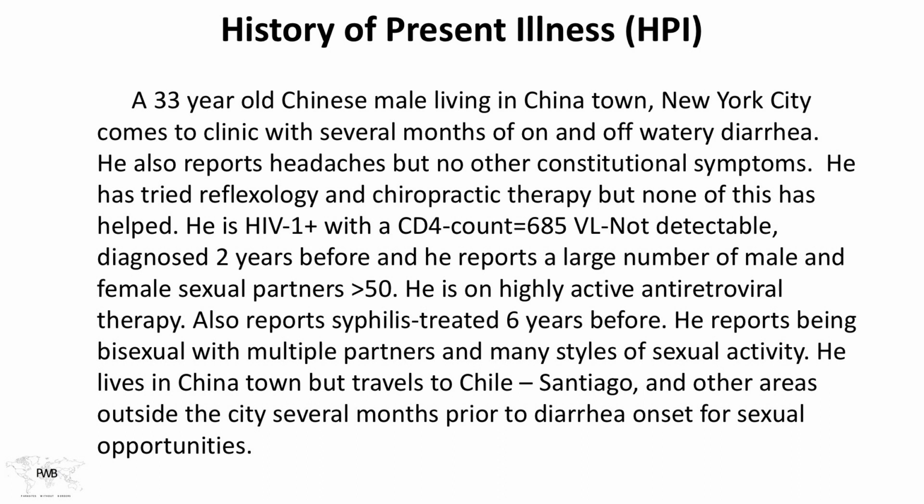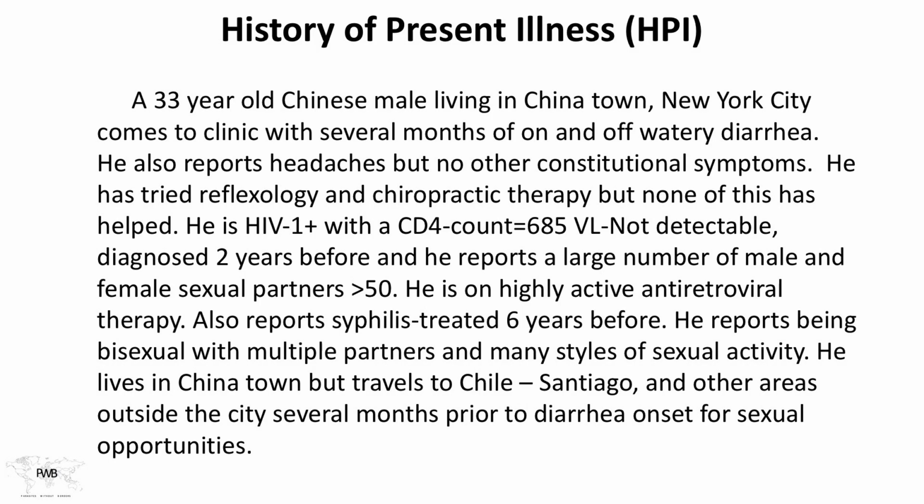He was diagnosed with HIV about 2 years before, and he reports a large number of male and female sexual partners. He says greater than 50. He is on a highly active antiretroviral therapy, or I should say he is being prescribed such. It's not clear that he's taking it, but with the viral load not detectable, it would be reasonable to think he is compliant. He also reports syphilis, treated 6 years before.